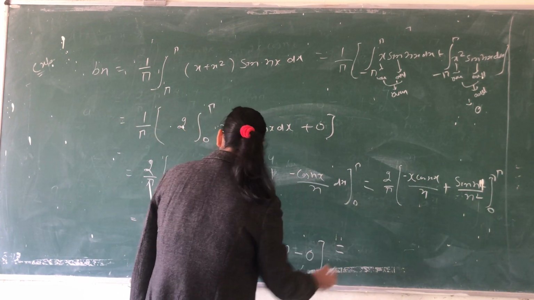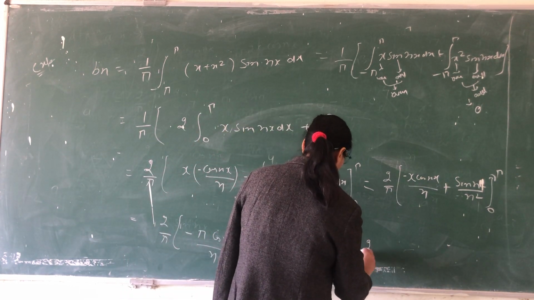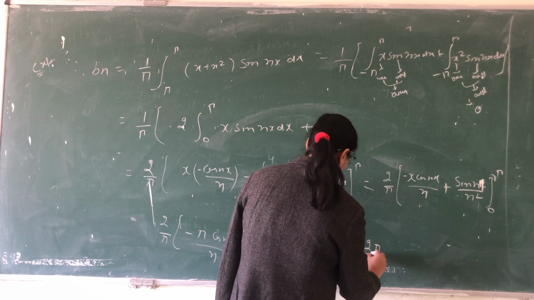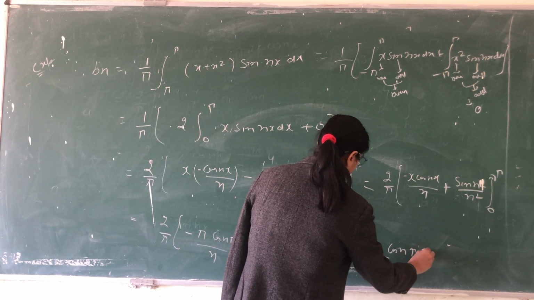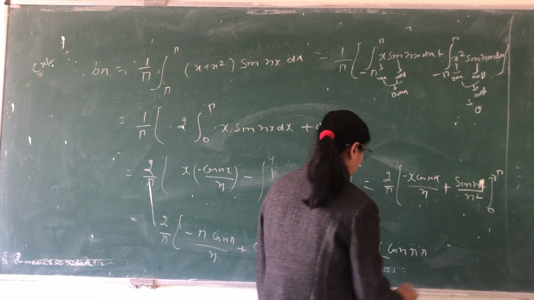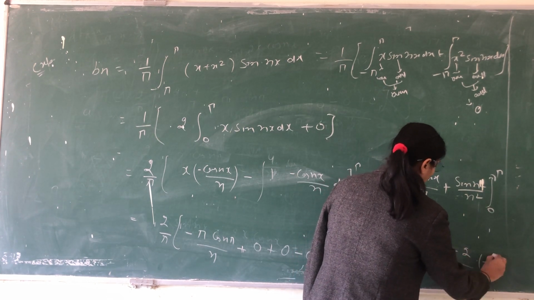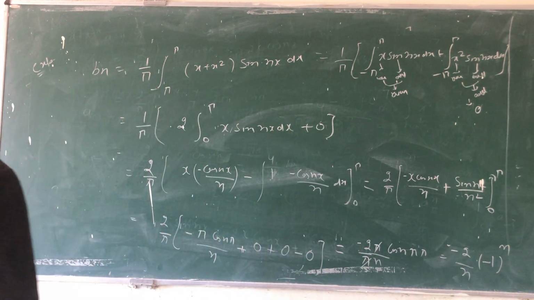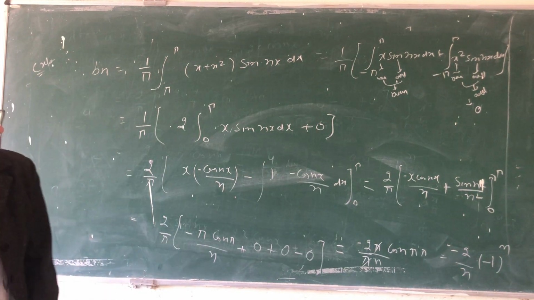So here we will get 2 upon pi into minus pi upon n into cos of n pi. The pi cancels out. This is minus 2 upon n, and cos of n pi is what? Minus 1 raised to the power n. This is your constant bn.